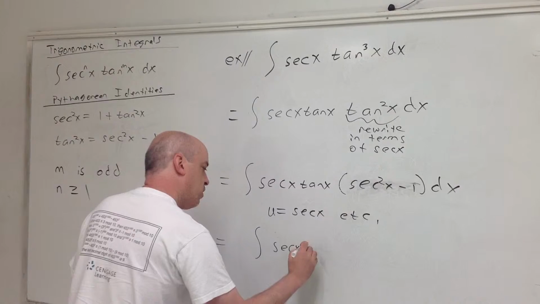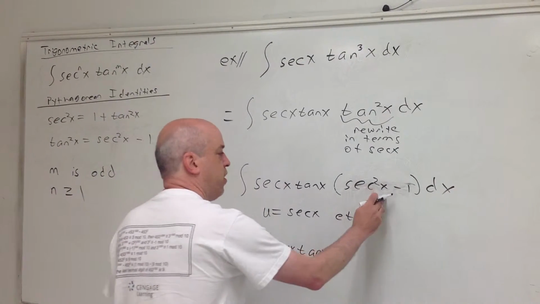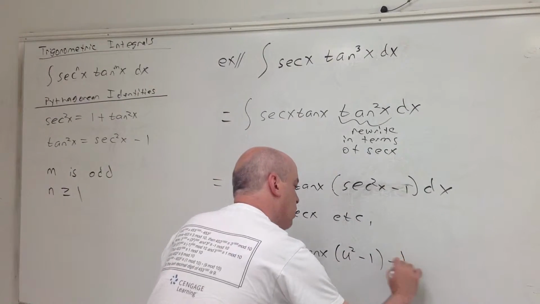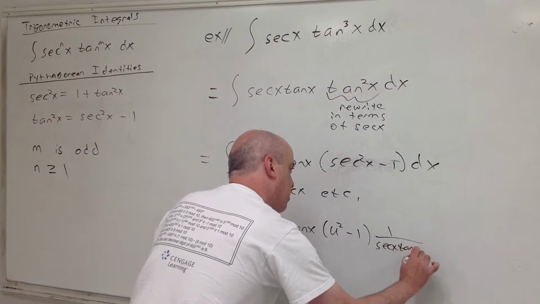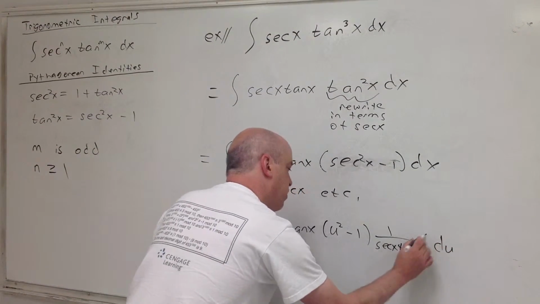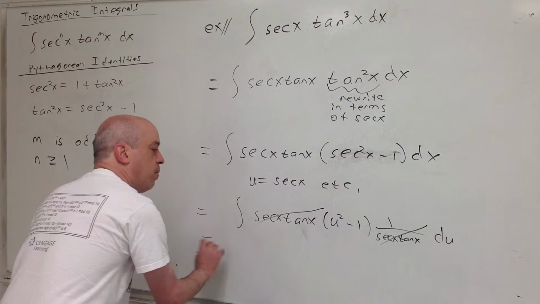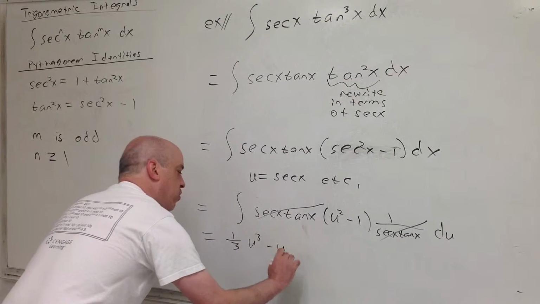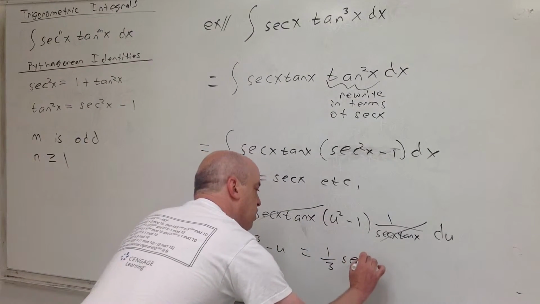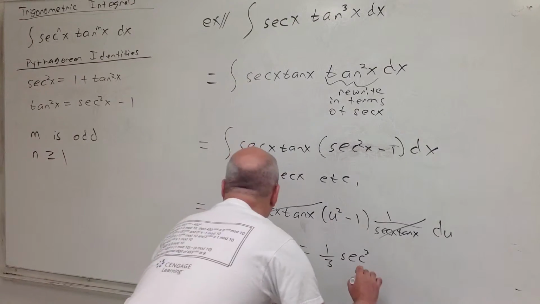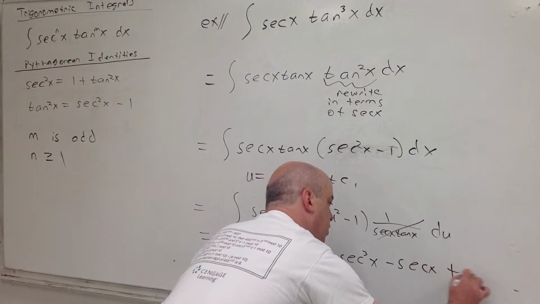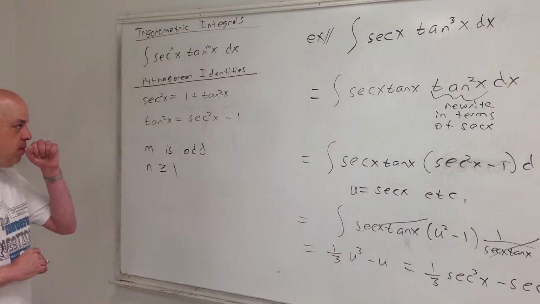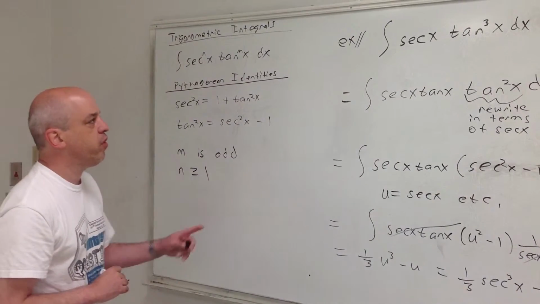So what do we get here? Secant x tangent x, that's going to be u squared minus 1. dx is going to be 1 over secant x tangent x du. And you see that we get it entirely in terms of u now. So the antiderivative of u squared minus 1 is 1/3 u cubed minus u, so 1/3 secant cubed x minus secant x plus c. Okay, so that's if we have tangent just to the third power.